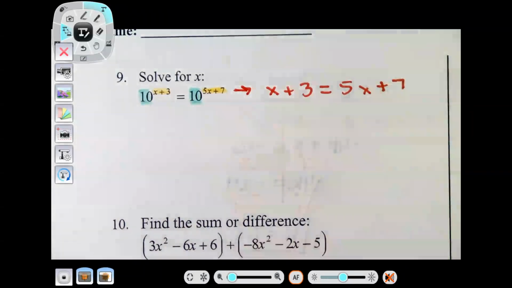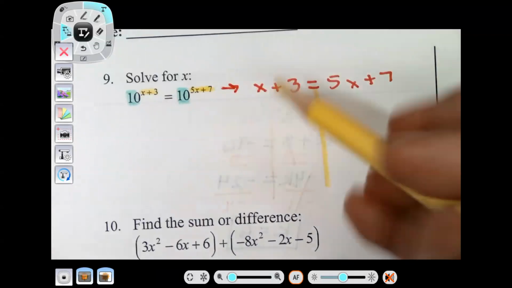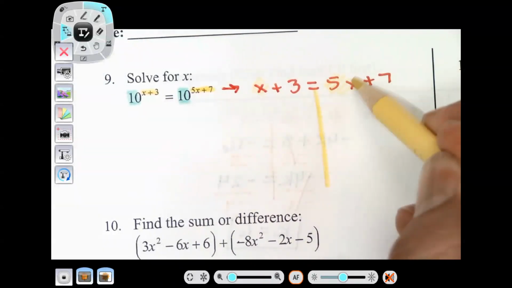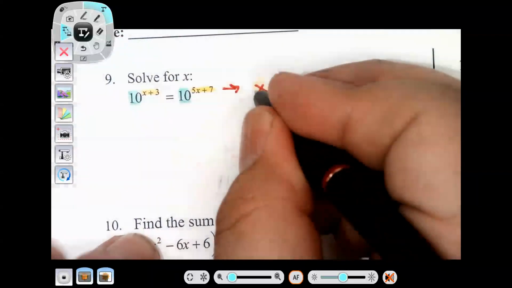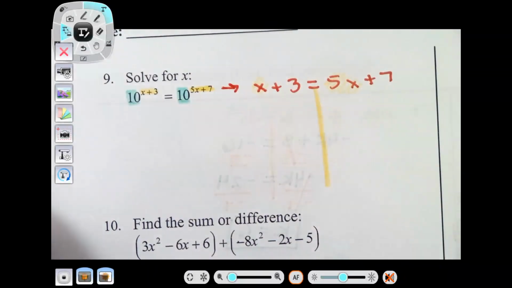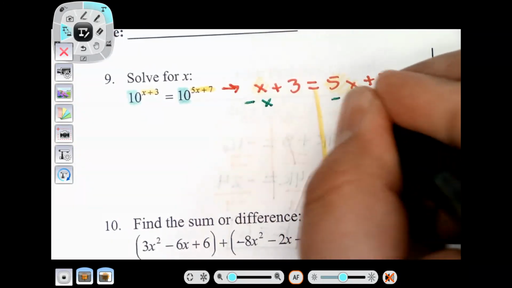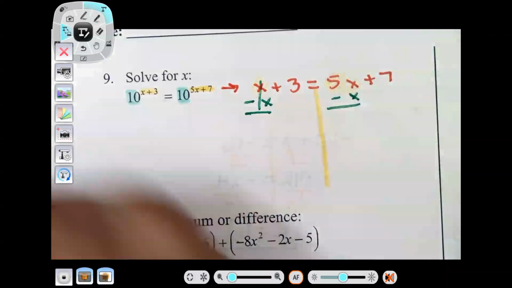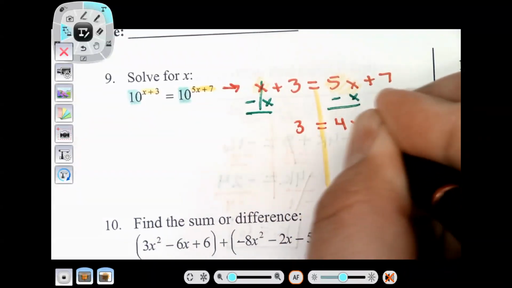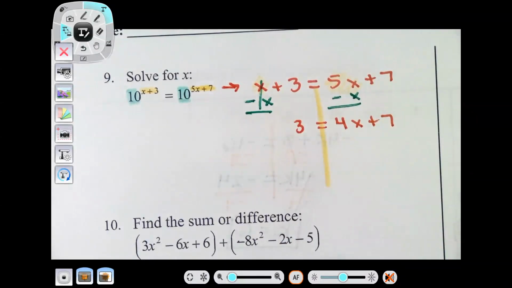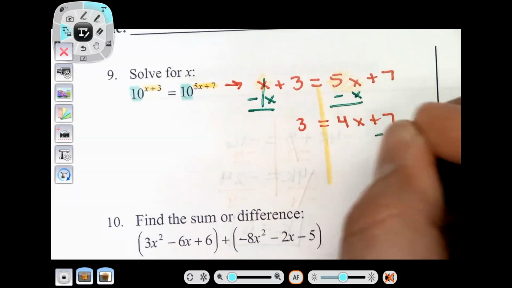Now, I'm just going to solve the way I've always solved problems. I have x's, but I've got this one here and this one here. Well, they need to be on the same side, so I do need to move one over. Here, this is smaller, so I'm going to get rid of this one. The opposite of adding x is subtracting x. So I'm going to get my x's together. So here's a 3 equals 4x plus 7. All right, think about it now. How do I get rid of this positive 7? Well, let's subtract the 7.